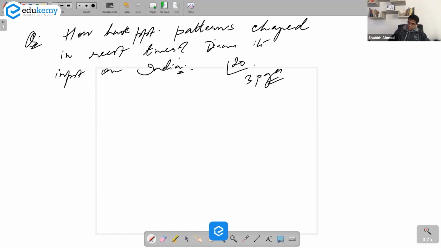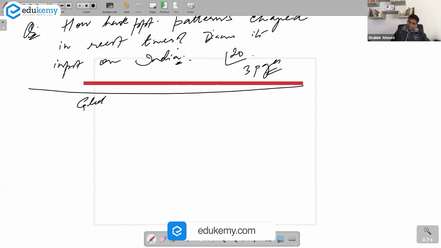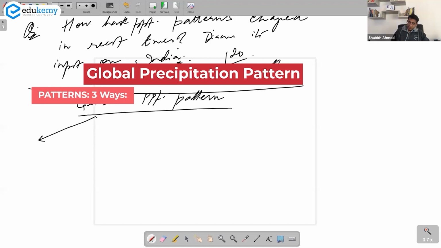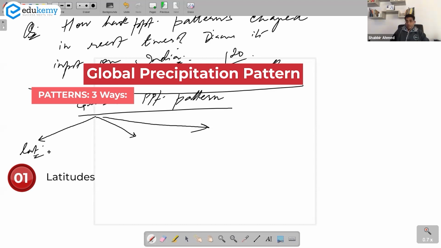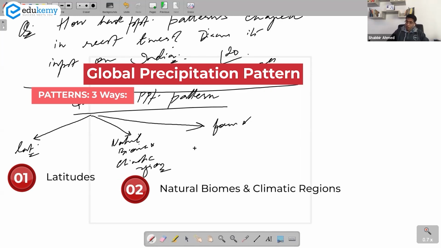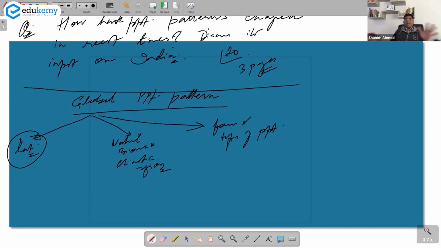Now, before we discuss this one, all of you, do you know what the global precipitation pattern is? I can discuss global precipitation patterns in three ways. One is in terms of latitudes, one is in terms of the natural biomes and climatic regions, and one in terms of the forms and the types of precipitation. If I go by latitude, just know some things. You don't have to do it in detail.